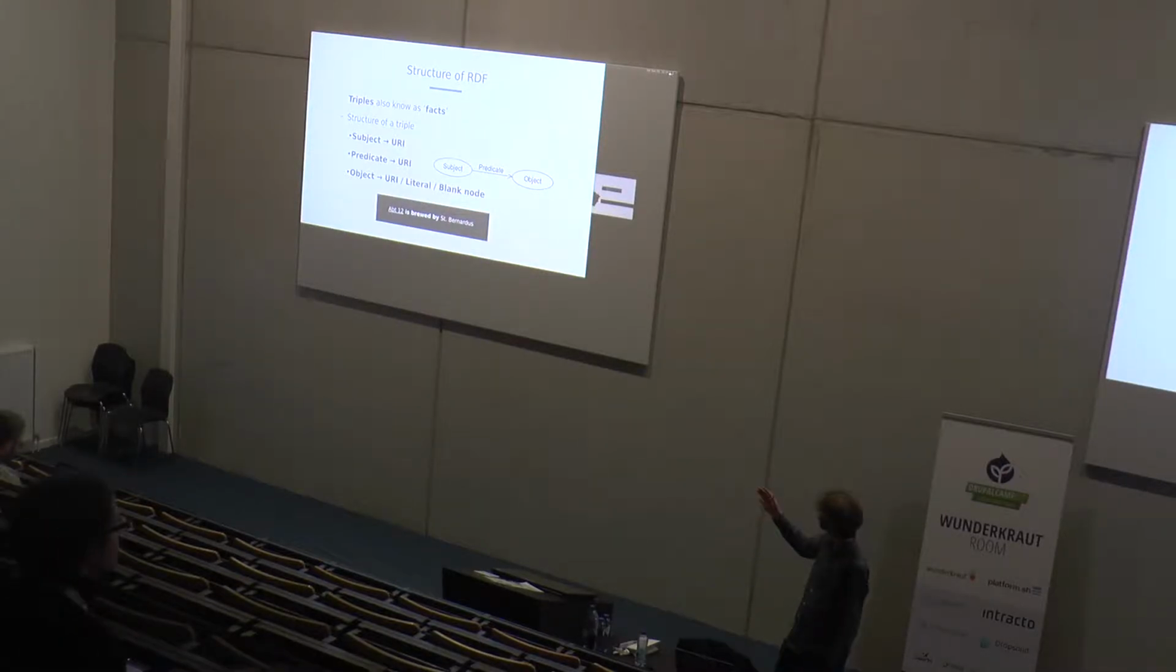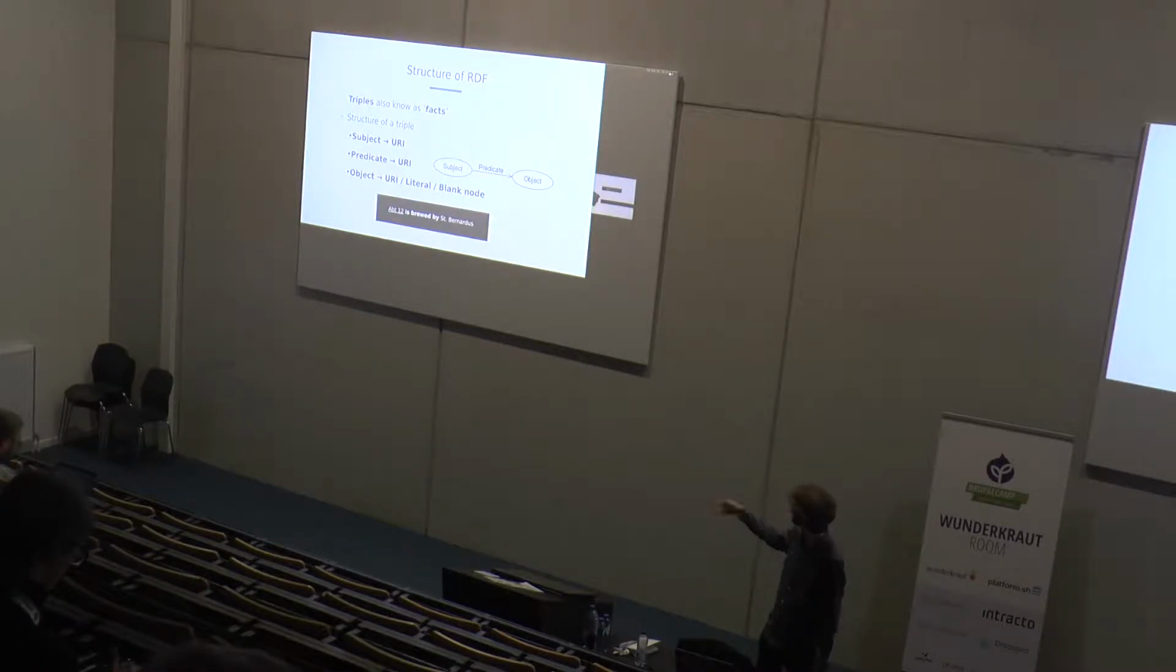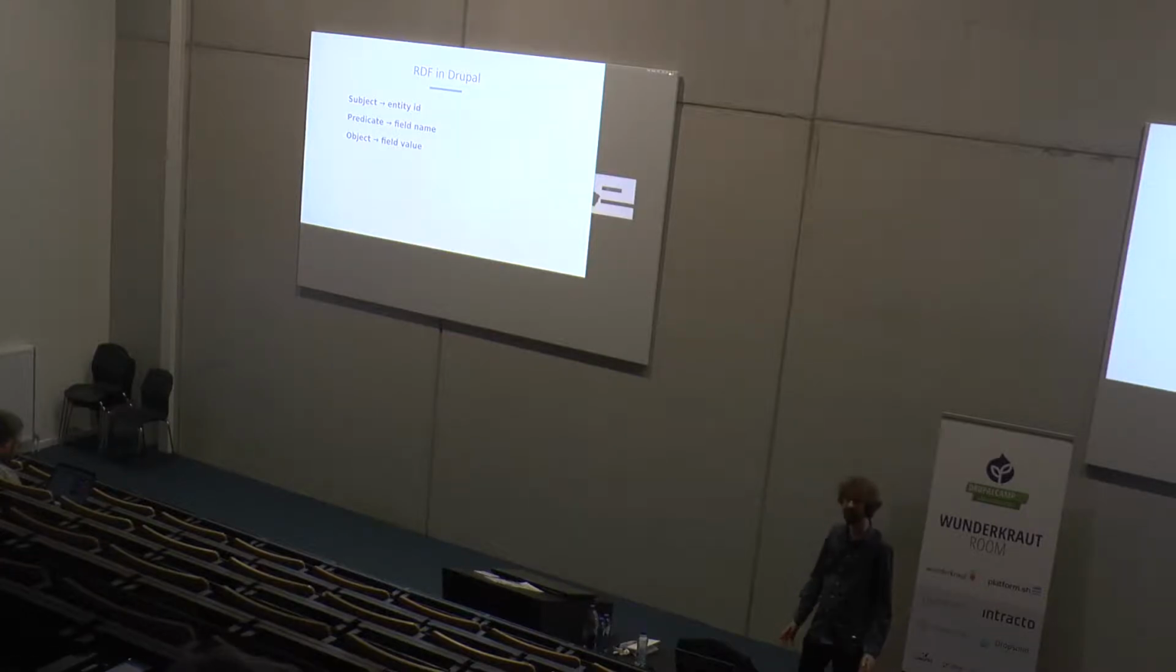So what we really express here is something is expressed by something else. Or for instance, app12 is brewed by St. Bernardus. So if we look at the Drupal side of things, our subject would correspond to an entity ID. Our predicate would be a field name, typically. So it's your normal body field, for instance, and the object would be your field value.